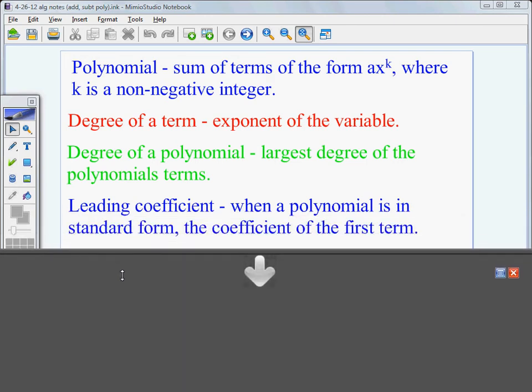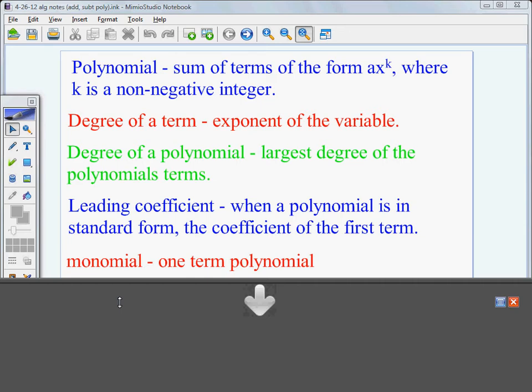The leading coefficient is the coefficient of the first term, assuming the polynomial is in standard form. Standard form just means that the terms are written where the first term is the term with the largest exponent, and then the second term is the next largest exponent, on down until the last term has either the smallest exponent or there's no variable on the term at all. So when you put it in standard form, the leading coefficient is the coefficient of that first term.